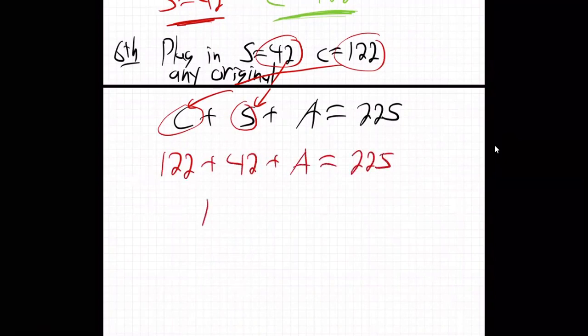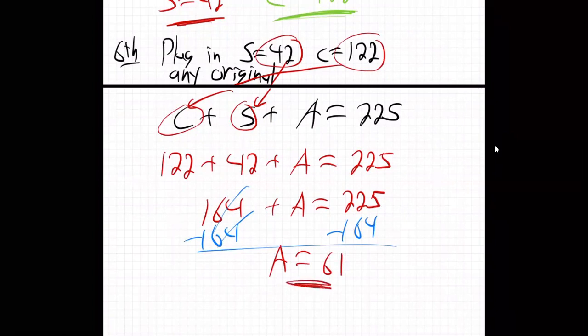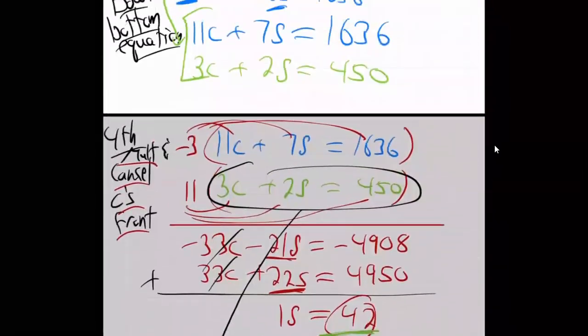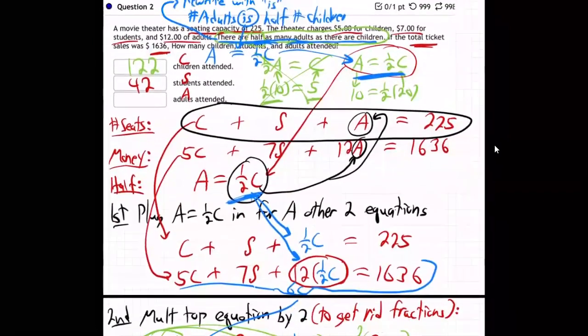That'll be 164 plus A, and then subtract 164, and A equals, I don't know, what is that, 36 and 56, I think it's 61. Let me see. Yeah. Okay, and we got the number of adults, 61. You could have plugged in other places too. There's a lot of choices there in the end. So number of adults, 61.